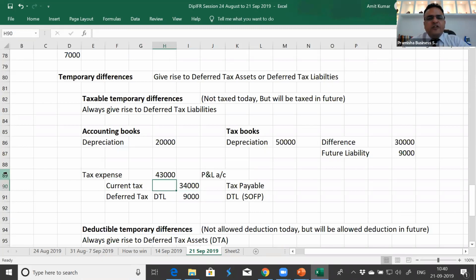If you demand 34,000 from us today, we'll pay 34,000 today. But we know that this is a taxable temporary difference. You're not taxing us today, but you will be demanding this tax in future. If you're going to demand this tax in future, we are prepared as accountants and we'll be able to settle it from our DTL balance which we have created. What if we don't create this DTL balance? Our accounting will get confused because we'll be recording an expense of 34,000, and when this liability arises in future, we'll not be prepared for it.